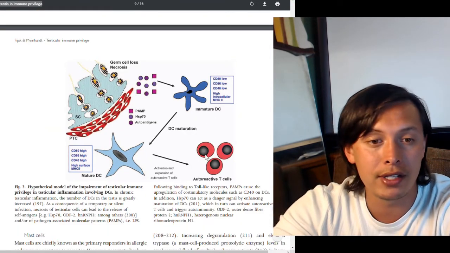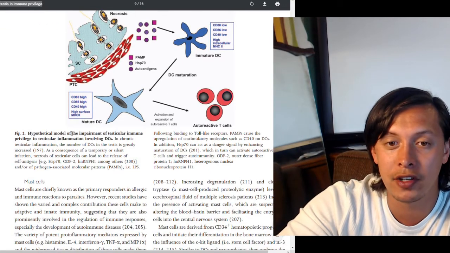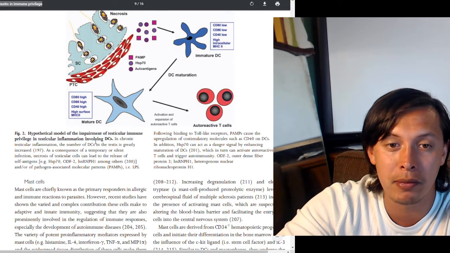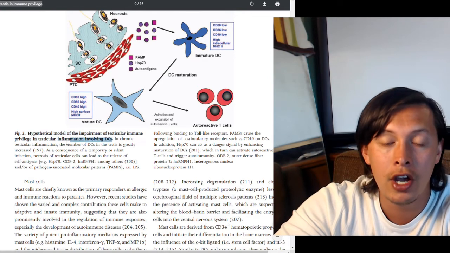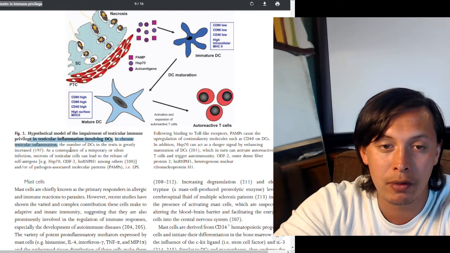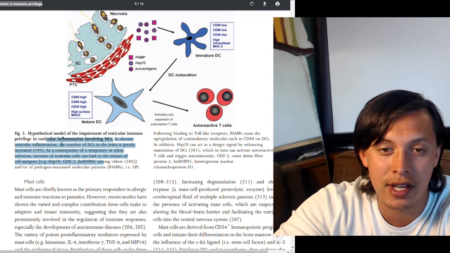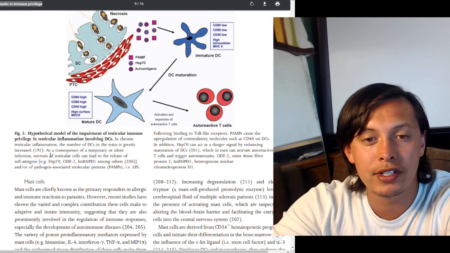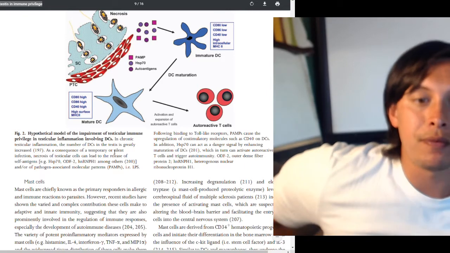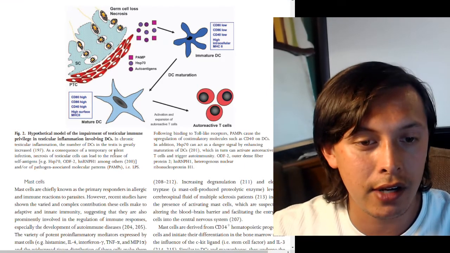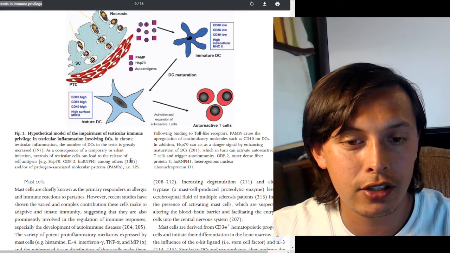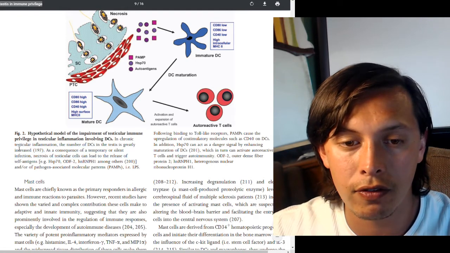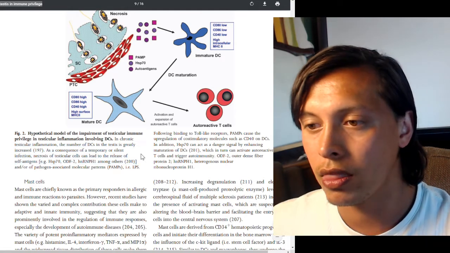Interesting. So anyways, the hypothetical model of the impairment of testicular immune privilege in testicular inflammation involving dendritic cells. In chronic testicular inflammation, the number of dendritic cells in the testis is greatly increased as a consequence of a temporary or silent infection. Necrosis of testicular cells can lead to the release of self-antigens.